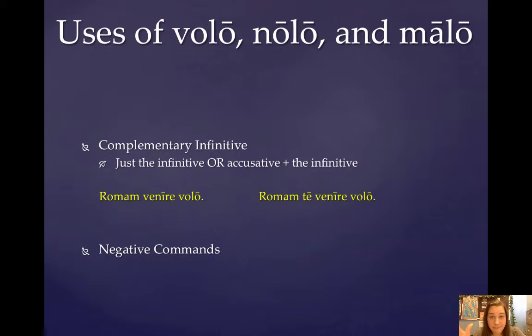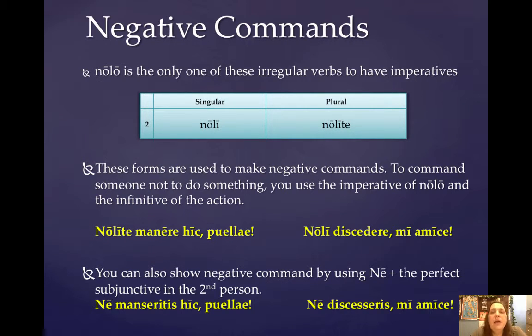The second common use is actually only with the verb nolo. Remember, nolo is the only one of those three irregular verbs that has an imperative: in the singular noli, in the plural nolite. For the most part, you use the imperative of nolo to essentially translate as don't. This is how you give a negative command. You can say in the plural, nolite manere hic, puellae. So: don't remain here, girls, if you want to say that for whatever reason. Or you can say in the singular, noli discedere, mi amice.